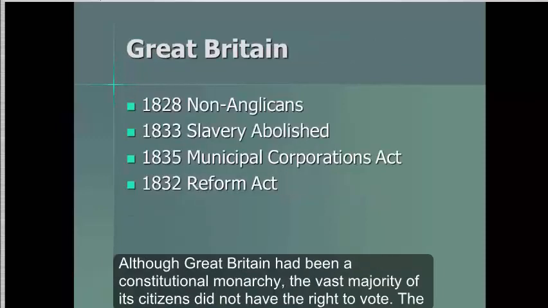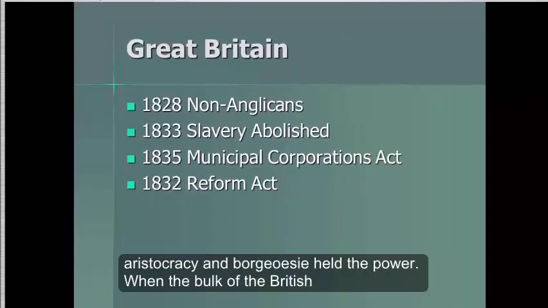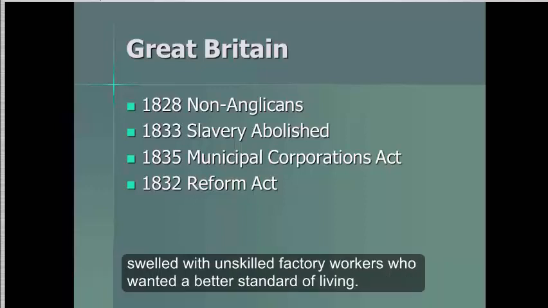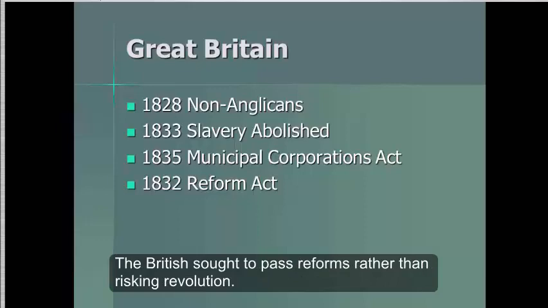Although Great Britain had been a constitutional monarchy, the vast majority of its citizens did not have the right to vote. The aristocracy and bourgeoisie held the power. When the bulk of the British lived in rural areas, the aristocracy was safe. However, due to industrialization, Great Britain was becoming more urbanized. The cities swelled with unskilled factory workers who wanted a better standard of living. The British sought to pass reforms rather than risking revolution.